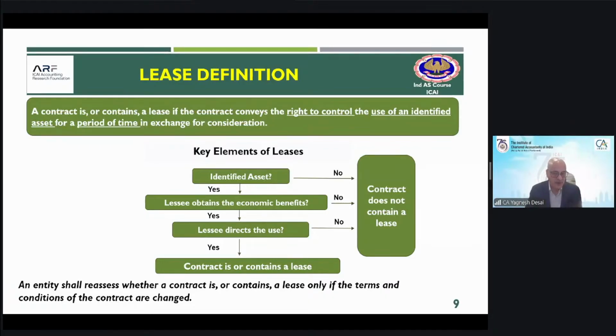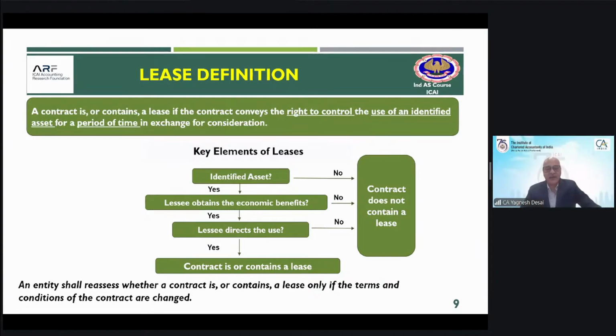So there has to be a contract. This contract conveys the right to control the right to use the asset, identified asset, specified asset, for a period of time for a consideration. The asset is identified. The lessee obtains the economic benefits. The lessee directs the use of the asset. Either I use it myself or I give the direction as to who should use it: my employees, my staff, my family. So this is known as the direction to use. Then the contract contains a lease.